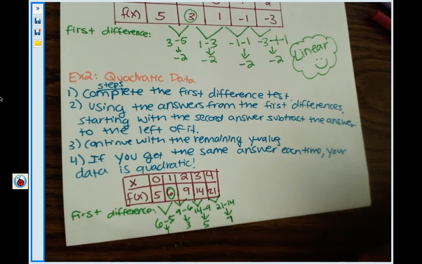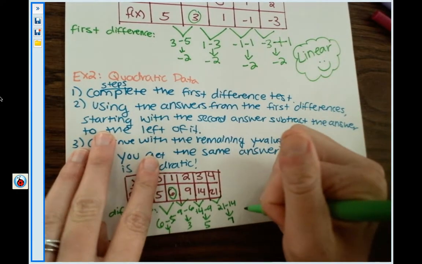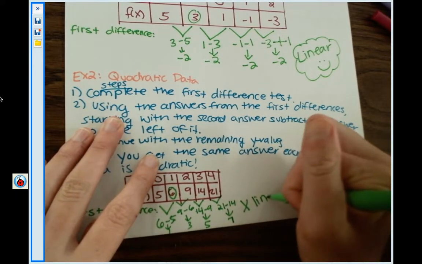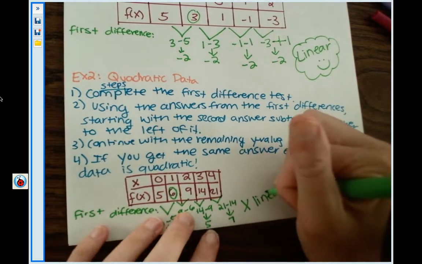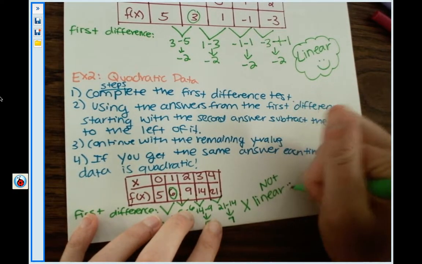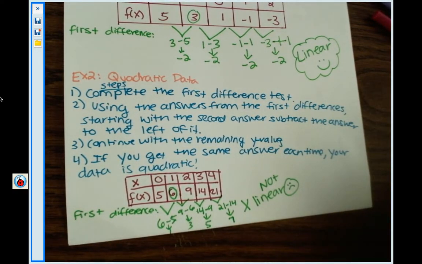Now, if you see here, you guys, we did not get any of the same numbers like we did up here. So first of all, this tells us it is not linear. Our first difference test failed, so it is not linear. So it super fails, and we're sad. But not all data can be linear. So if our first difference test fails us, that's where we always start.